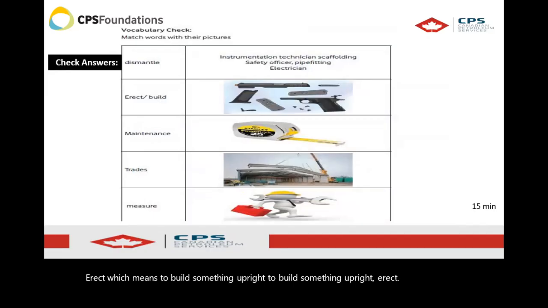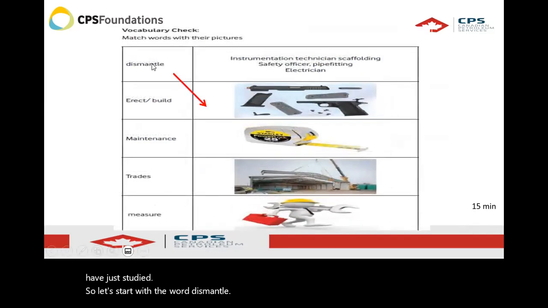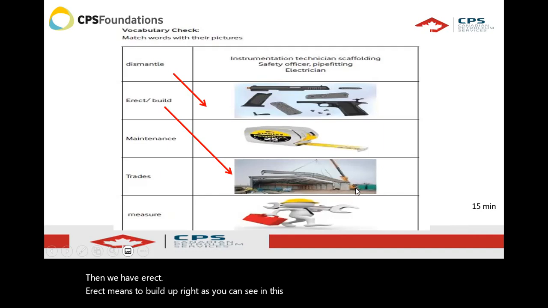Let's try to match these words here to the left side to the correct pictures as per the words we have just studied. So let's start with the word dismantle. Dismantle is, yes, to take away the smaller parts of a bigger device, like the parts of this gun. Then we have erect. Erect means to build upright, as you can see in this picture. We have a crane working on erecting a factory or a small factory.